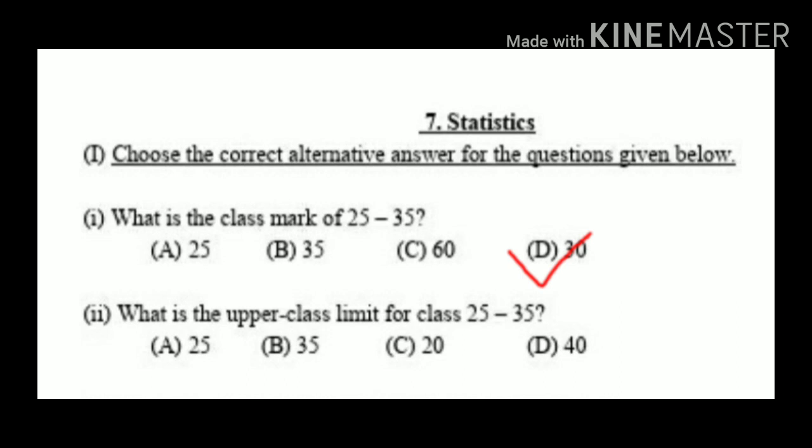Okay. Second one, what is the upper class limit for class 25 and 35? 25 is the lower class, children, and 35 is the upper class. Okay, here in the question what they ask is the upper class limit. So 35 is the right answer. So option B is right, children.